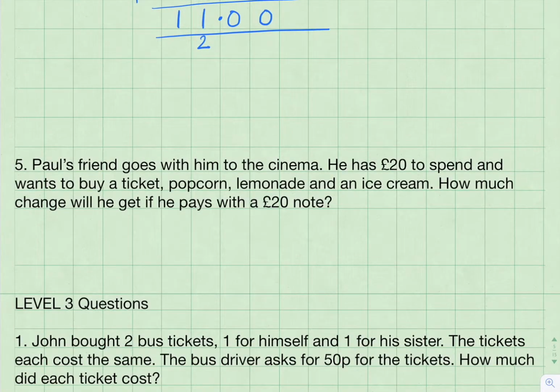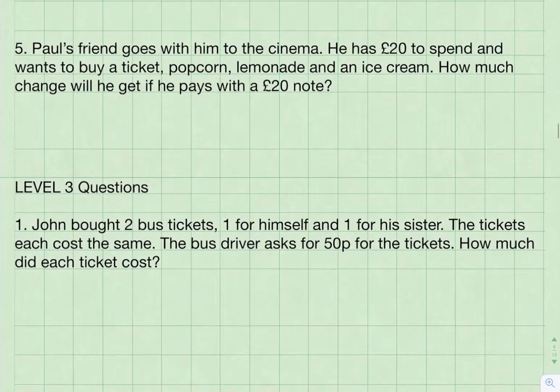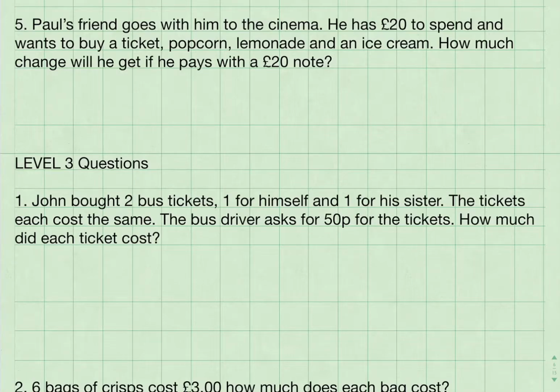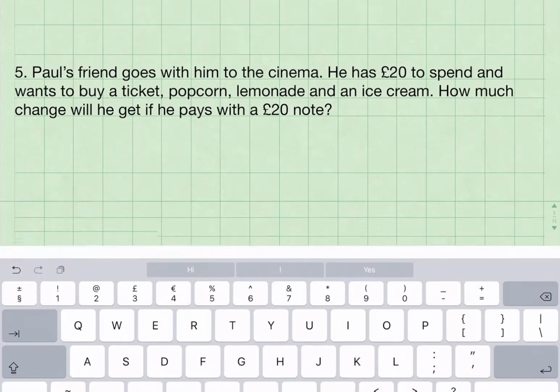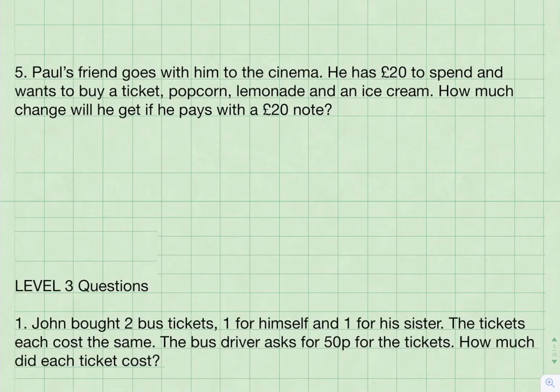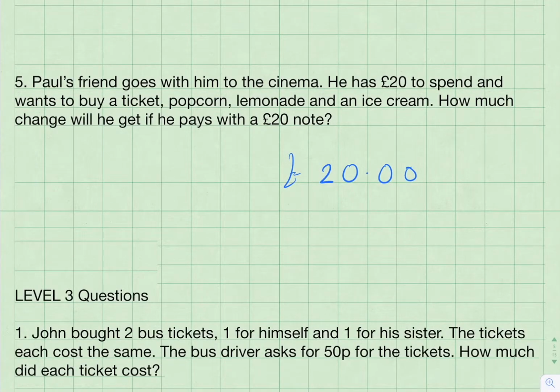Paul's friend goes with him to the cinema. He has £20 to spend and wants to buy a ticket, popcorn, lemonade and an ice cream. How much change will he get if he pays with a £20 note? Okay, I haven't really left myself enough space here, so let's make a bit more space. £20 minus £11.